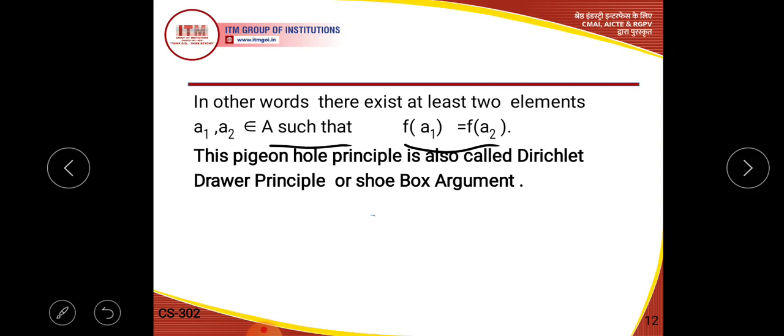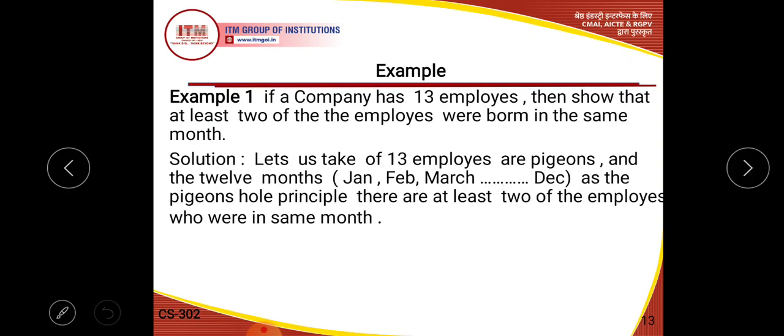So this concept, the pigeonhole principle, is also called the Dirichlet drawer principle or shoebox argument. So this is the pigeonhole principle. Let's come to its example.